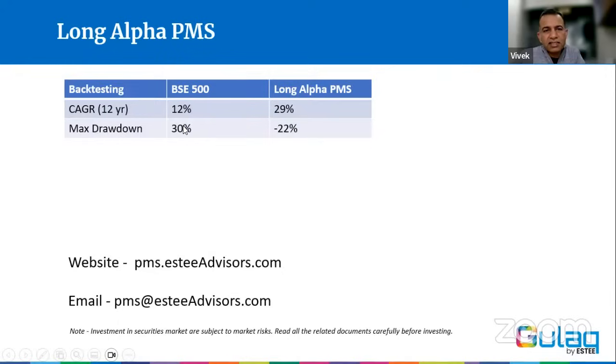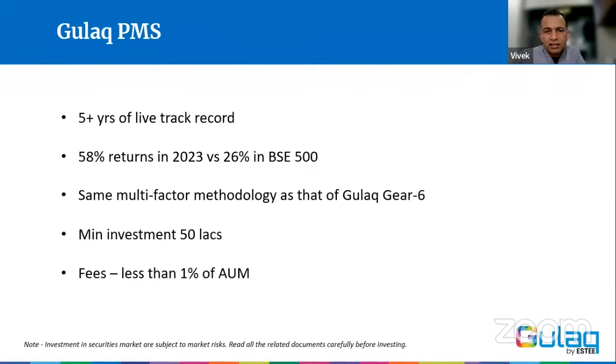Okay, so this should have been negative. When the BSE index fell 30%, the long alpha actually fell 22%. So lower risk and much better returns than the BSE 500 index. It has a 5 year live track record. Last year, it gave about 58% returns, and these returns are after all the costs, after all the transaction costs, brokerages, and slippages, right?